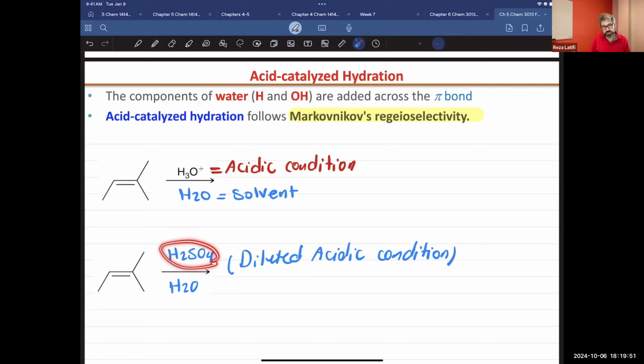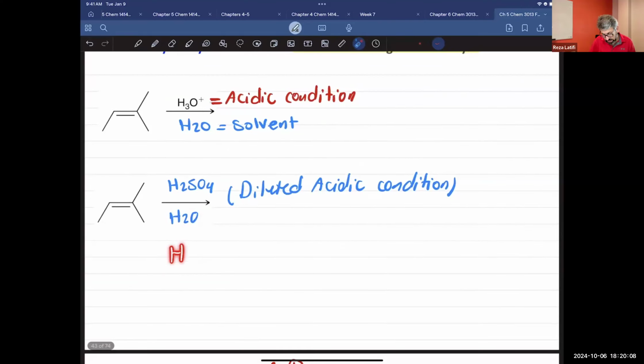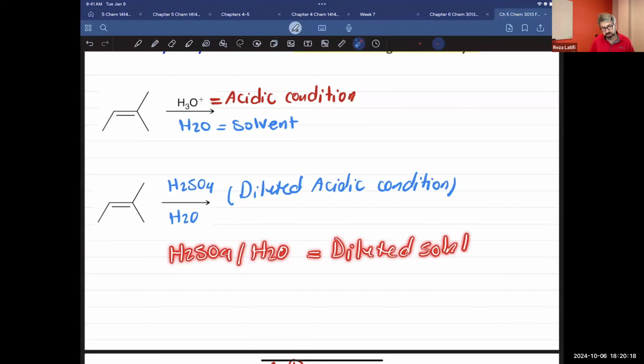That means it's going to be acidic condition, but we don't want a really high concentration of sulfuric acid. In order to say this is a diluted acidic condition, we write water there. So from now on, anytime you see H2SO4 slash H2O, that means this is a diluted solution. We want it to be a diluted solution.